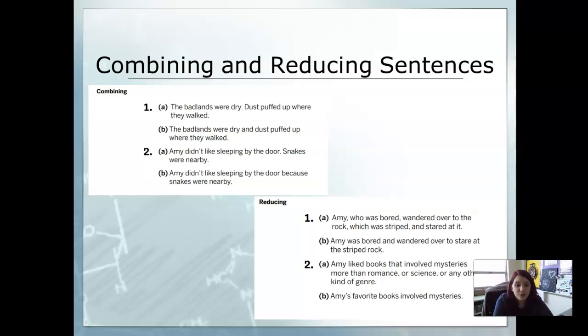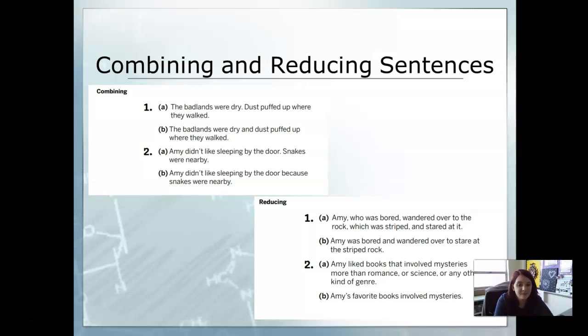Now we're going to talk about reducing. Sometimes there are extra words in a sentence that don't really need to be there because they don't add anything to it. So let's take a look. Amy, who was bored, wandered over to the rock, which was striped, and stared at it. Notice how there's a lot of words in there, and a lot of it is unnecessary. So let's see how we can reduce it. Amy was bored and wandered over to stare at the striped rock.